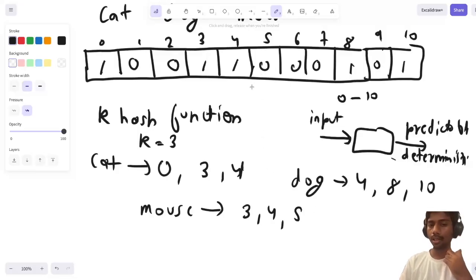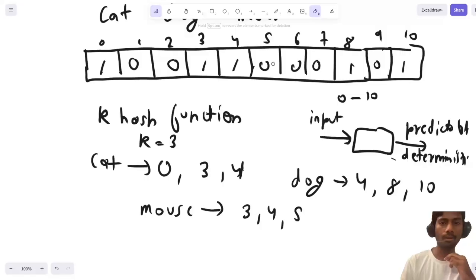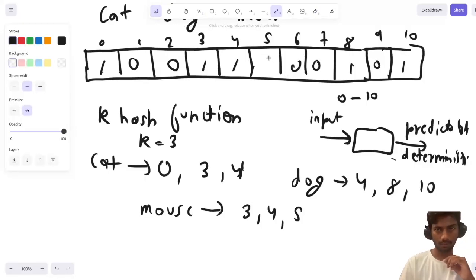Because if you remember, when I tried to set for dog, I did not do anything to the already set bit, right? So what it will do now is simply go to 3, 4 and 5, it won't do anything, and then set this index as 1 as well. Simple.